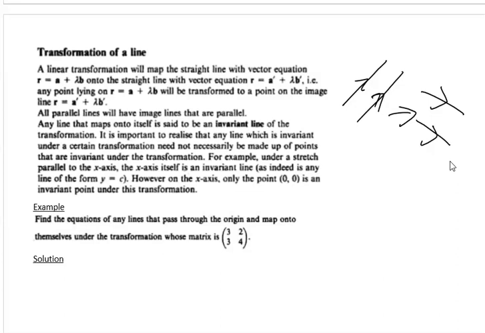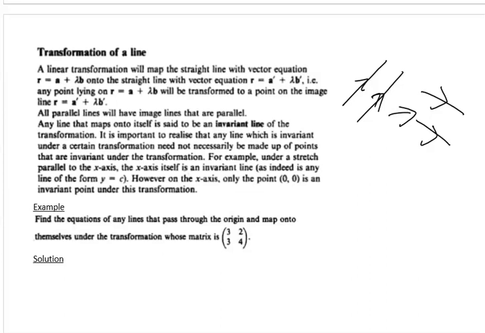The other thing is any line which maps onto itself is said to be invariant. But it says here, and very importantly, any line which maps onto itself is said to be invariant. Lines of the transformation. It is important to realize that there's a difference.